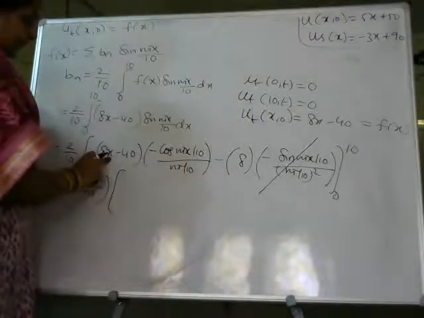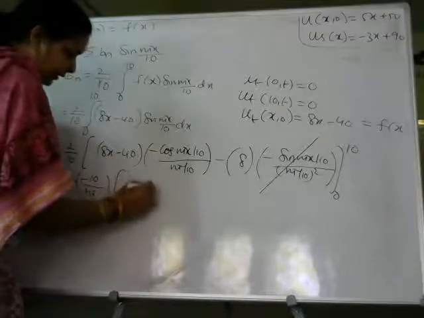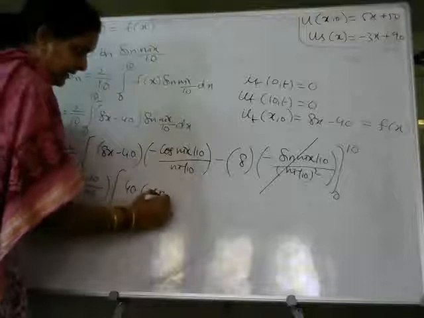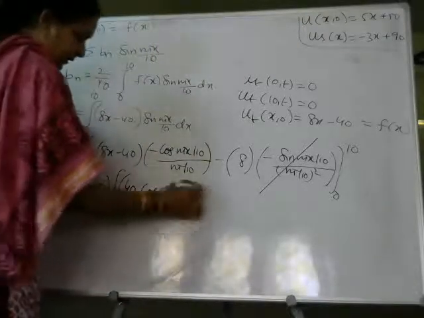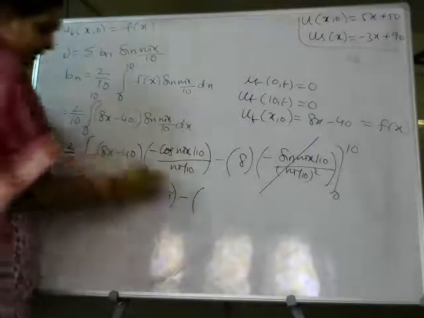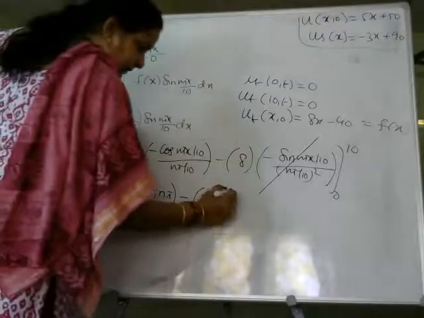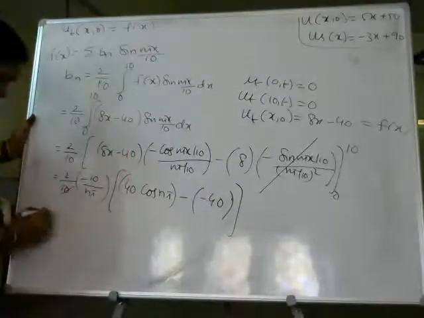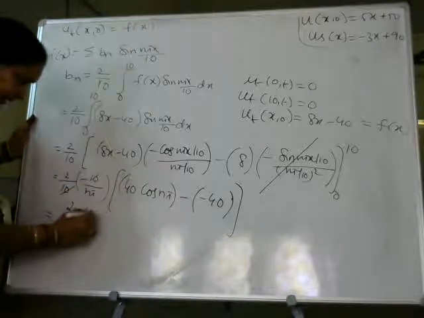If x is equal to 10 you substitute, 80 minus 40 is 40, and cos becomes cos n pi, minus the value at x equal to 0. If you substitute x equal to 0, this is minus 40 and cos 0 is 1, so minus 40. So 10 gets cancelled. This will become 2 by n pi. 40 also we will take out.